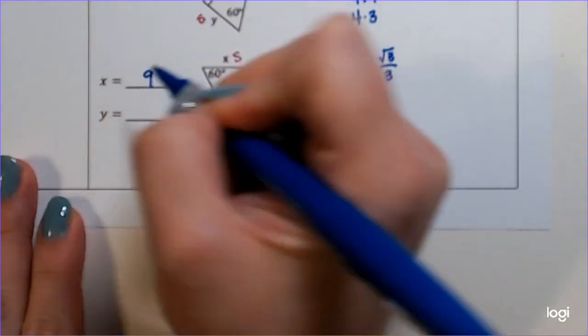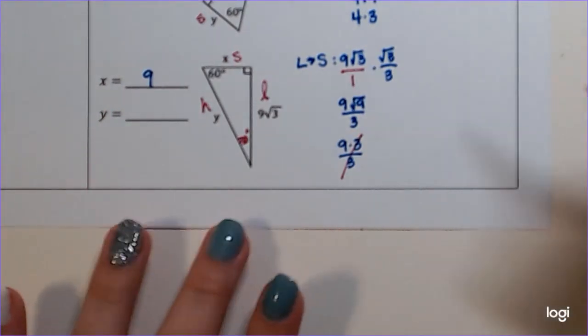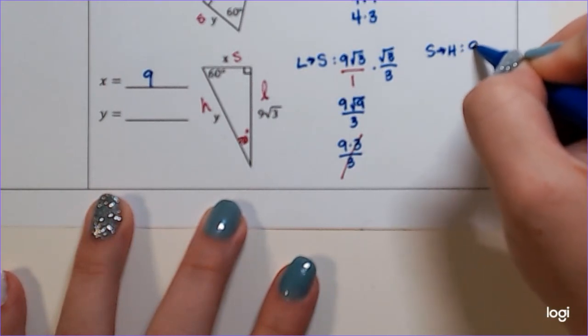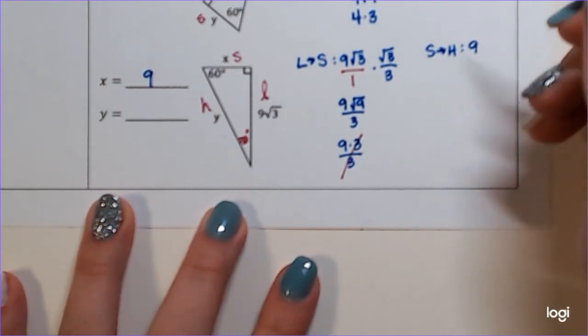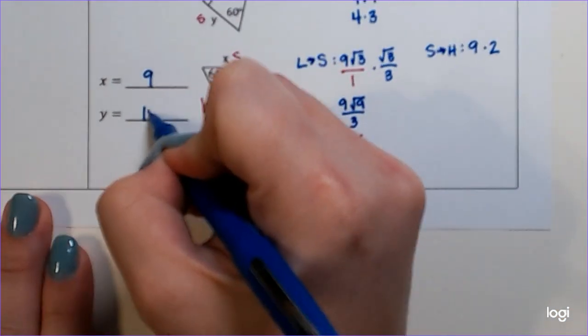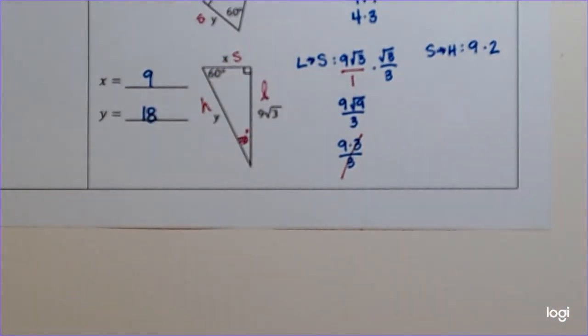That'll be our x. Now that we have our short, we can go short to hypotenuse. The rule for that, our short is 9. It just says to multiply by 2. 9 times 2 is 18. And that is all of our examples.